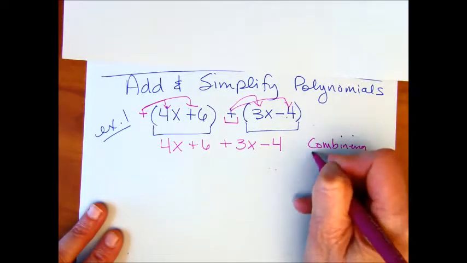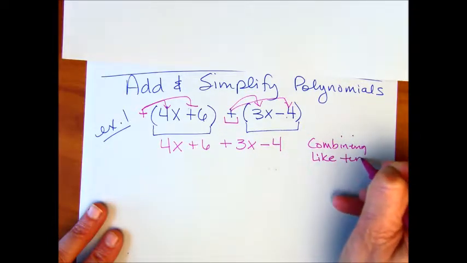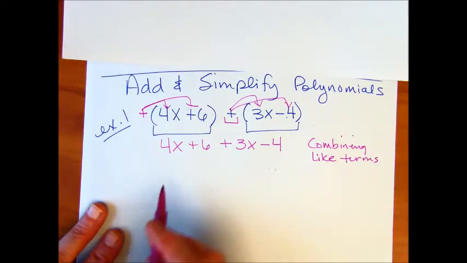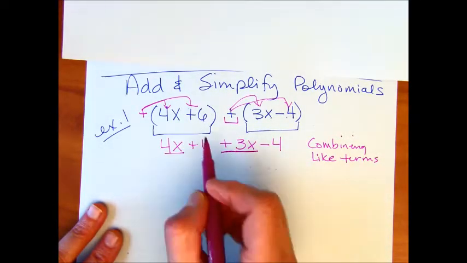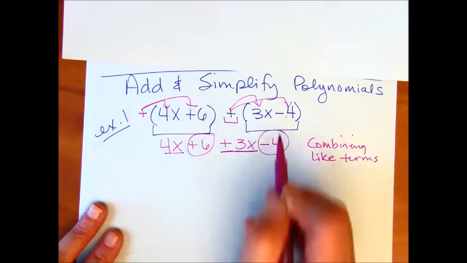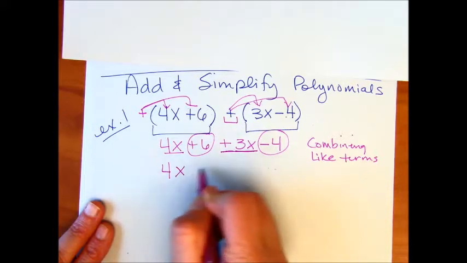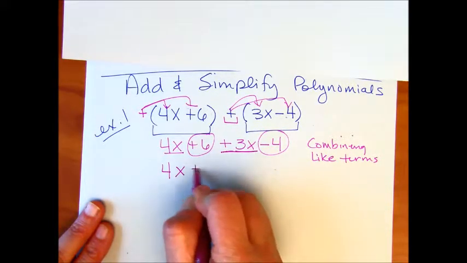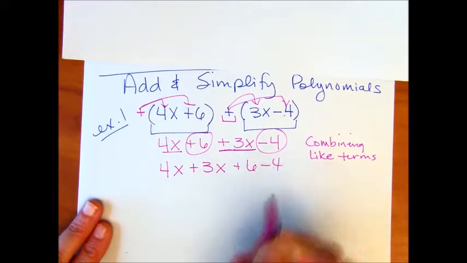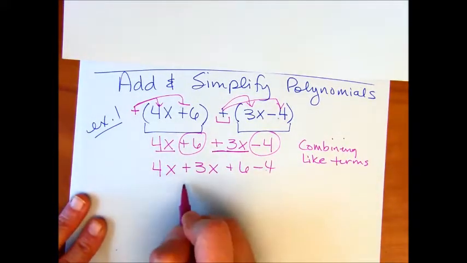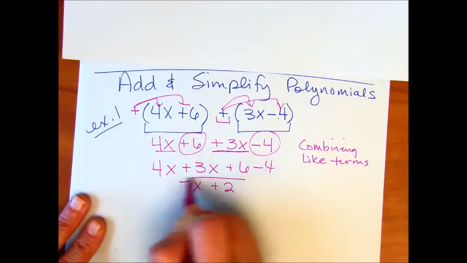We couldn't combine when we had those grouping symbols, but now we can. Here we have 4x and a 3x, or a positive 3x, and then we have a positive 6 and a negative 4. So you can just rewrite those variables and numbers and then combine. That's going to give us 7x and plus 2.